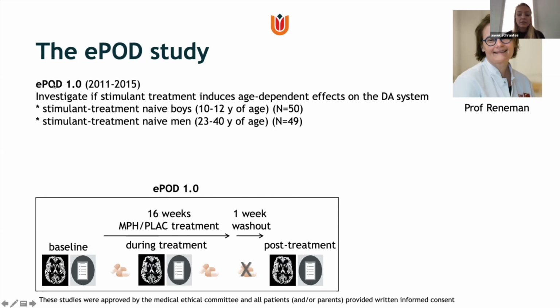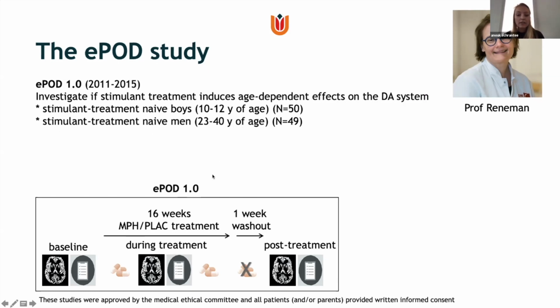And the aim of this RCT was to investigate whether stimulant treatment induced age-dependent effects on the dopamine system. And to this end, we included 50 stimulant treatment naive boys between 10 and 12 years of age, and 49 stimulant treatment naive men between 23 and 40 years of age. They were randomized to 4 months of methylphenidate or placebo.